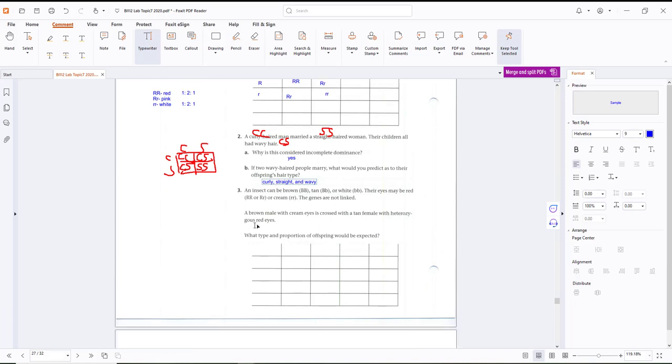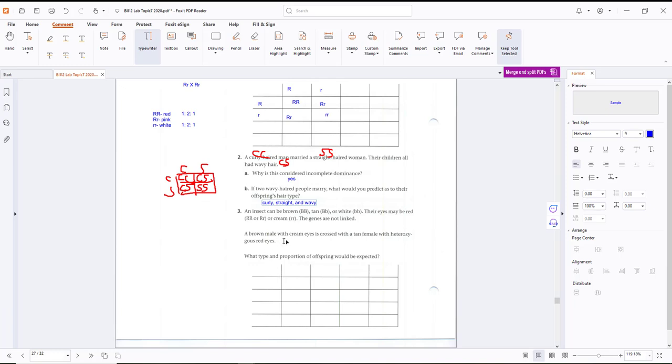So we have a brown male with cream eyes, big B, little b with cream eyes, little r, is crossed with a tan female. Oops, I'm sorry, I got that wrong. Delete. Brown male, big B with cream eyes, little r, is crossed with a tan female, little b, little b, with heterozygous red eyes, big R, little r.